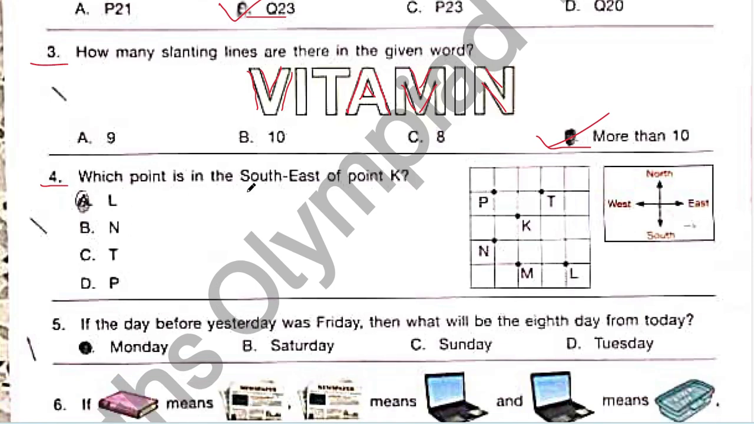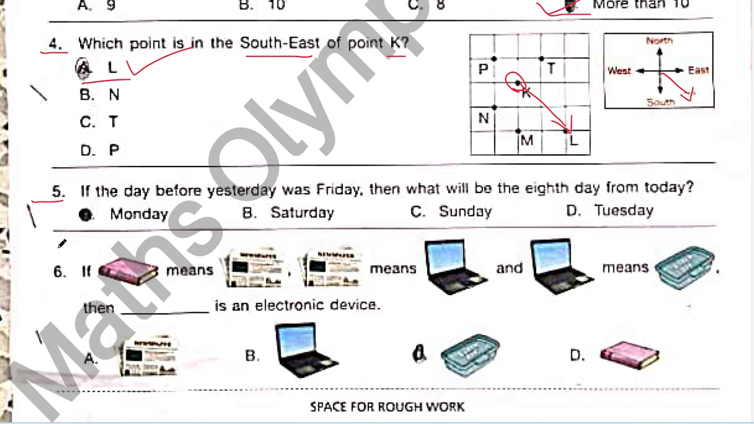Question 4 is which point is in the southeast of point K? This is point K. We have to find which point lies in southeast. Now this is a map. This is a direction that is given to us. The question is asking southeast. So southeast is this direction. So from K to southeast is here, which is L point. So it is here in option A. We should select this.